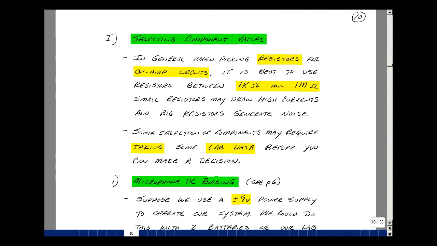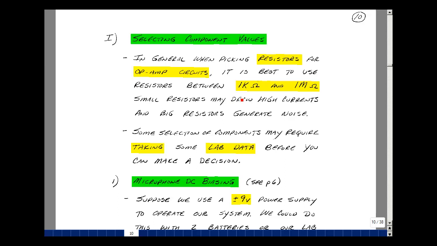One of the hard parts about designing a circuit is actually picking the component values. Now there are a lot of non-ideal effects of op-amp circuits, and we'll touch on this in ECE 402. But what I can do is give you some rough guidelines to help you pick resistors to kind of minimize non-ideal effects. As far as resistors go, if you pick them between 1 k ohm and 1 million ohms, you won't see much of the non-ideal effects of the op-amp.